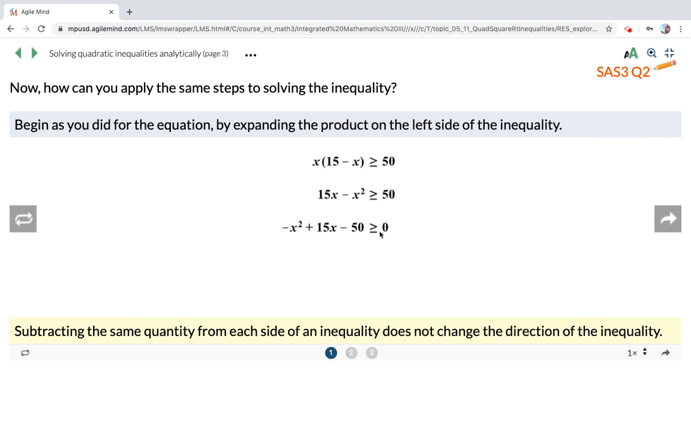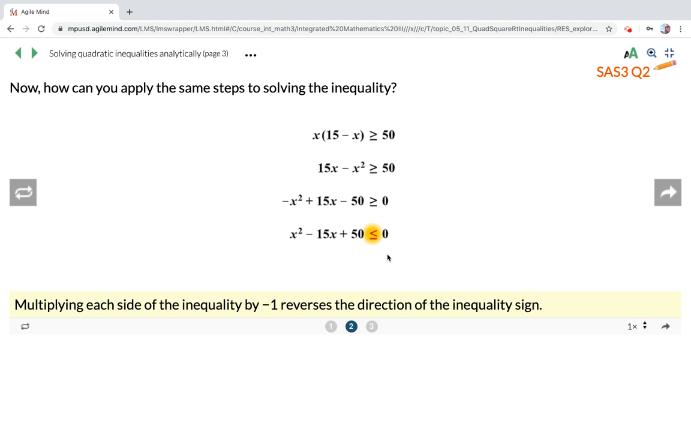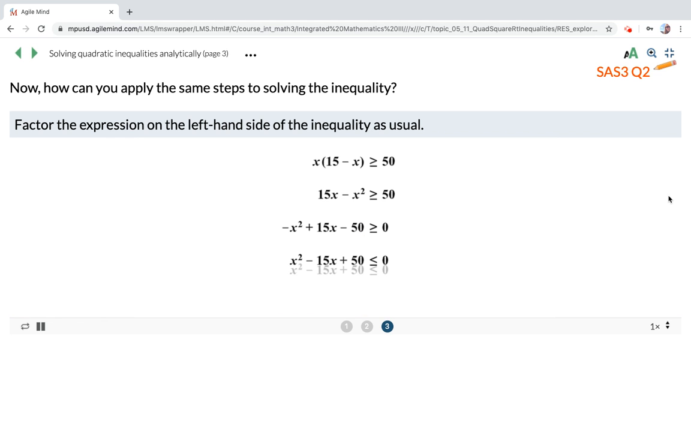So I'm going to multiply both sides by a negative 1. But do you remember the old trick with inequalities? When you multiply both sides by a negative, you have to flip your inequality. So I'm going to multiply both sides by a negative, which is going to flip my inequality. Instead of a greater than or equal to, it becomes a less than or equal to. That's a really critical step. Remembering that when you multiply both sides by a negative, it reverses the direction of your inequality sign. And then I'm just going to factor it like we did last time.